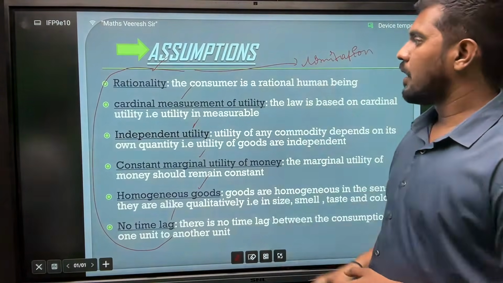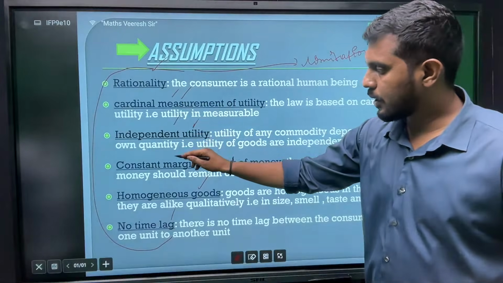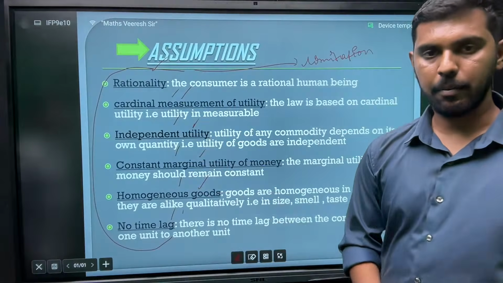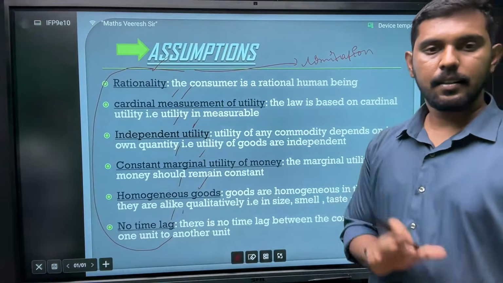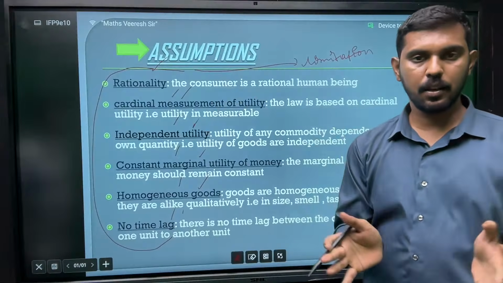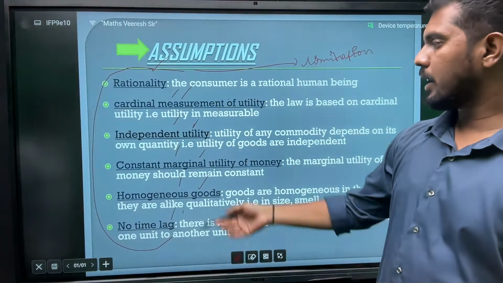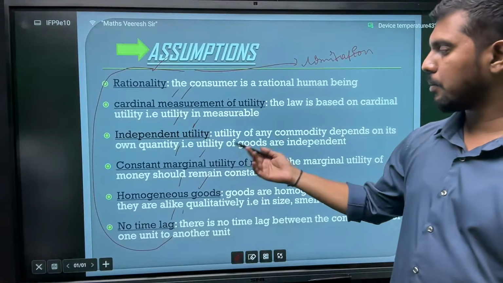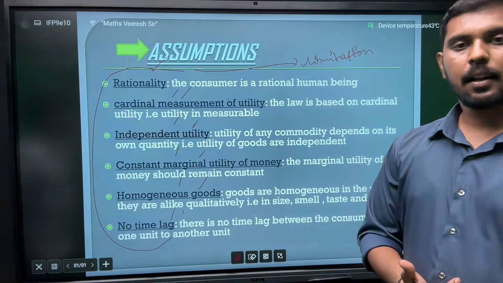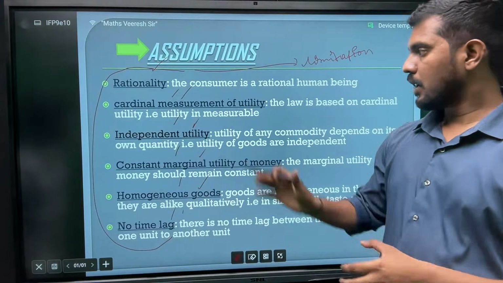Write down these 5 to 6 as side points. Don't write down the explanation part from your material or from your textbook. Write down only these 5 to 6 assumptions. When they do not hold, it comes into the limitations. Cardinal measurement of utility, independent utility, constant marginal utility of money, homogeneous goods, no time lag, and divisible commodity. Write down these things.